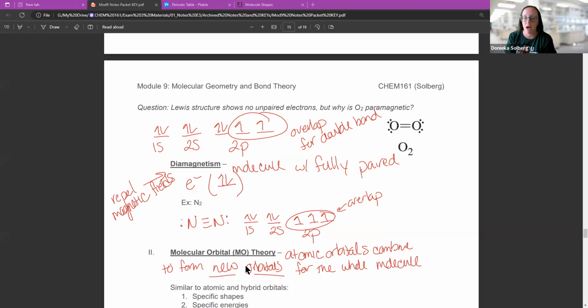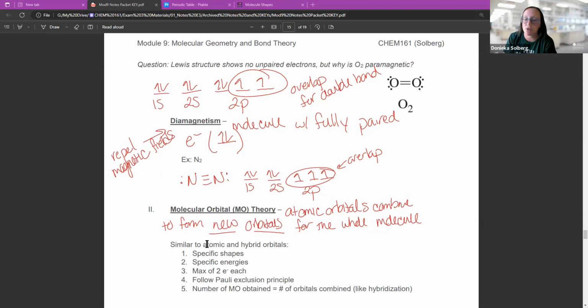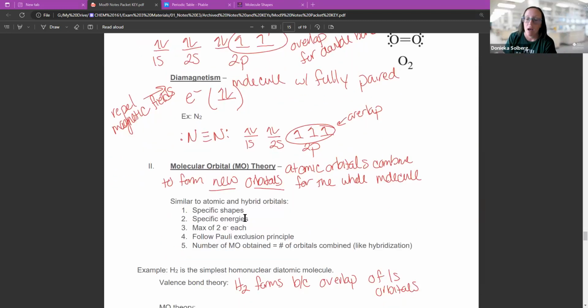So instead of a 2p and a 2p overlapping, we're actually going to combine those orbitals and they're going to make a new orbital. Similar to atomic and those hybrid orbitals that we've been talking about, these orbitals do have specific shapes. They have specific energies. They only hold 2 electrons. They still follow the Pauli exclusion principle, the 1 up, 1 down spin. And the number of molecular orbitals that you get when you combine them is exactly equal to the number of orbitals that you are combining, just like hybridization, right? I put an s and a p together and I got 2 sp orbitals. So you're not making more orbitals, you're just making new different orbitals.